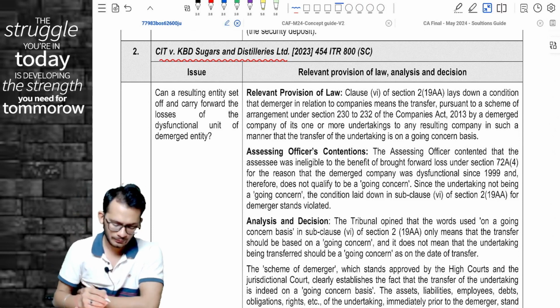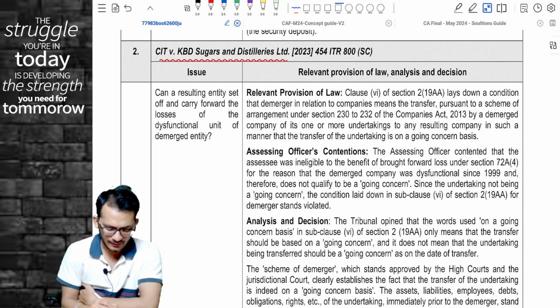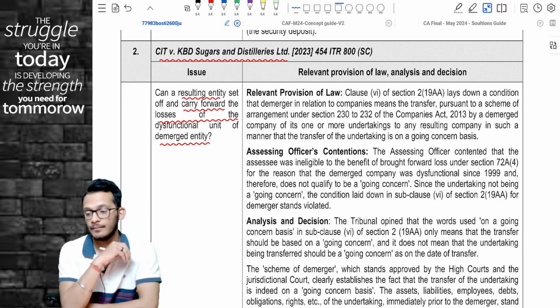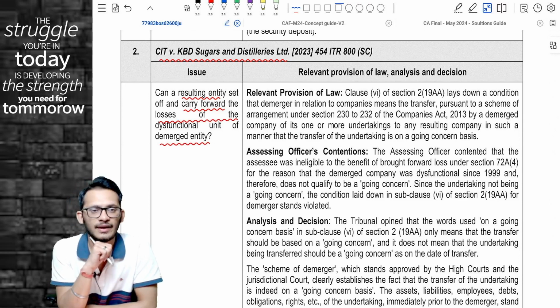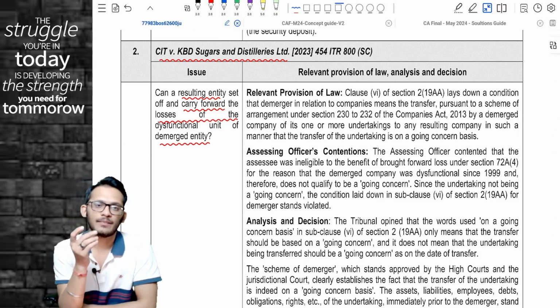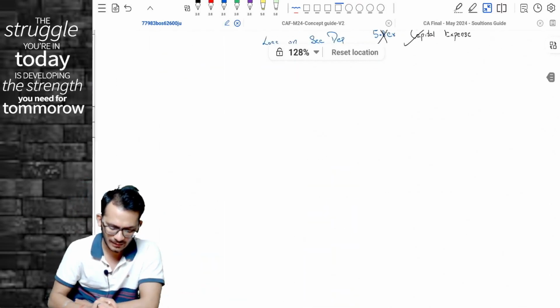Let's look at the issue. The issue under consideration is, can a resulting entity set off and carry forward the losses of the dysfunctional unit of the demerged entity? The background is like this.